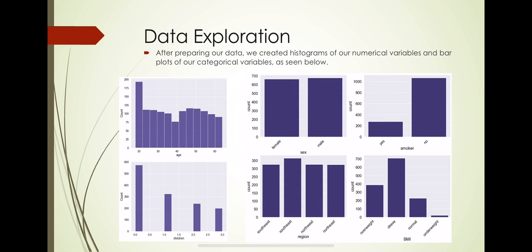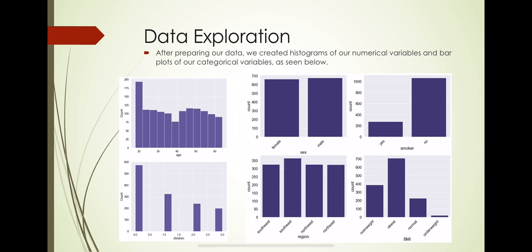Once we prepared our data, we created histograms of the numerical and bar plots of the categorical variables. The ages range from 18 to 64 with a mean age of 39. Children originally ranged from 0 to 5, but now range from 0 to 3 after our transformation. There are 574 observations without children, 324 with 1 child, 240 with 2 children, and 200 with 3 or more children. Sex contains 676 males and 662 females.